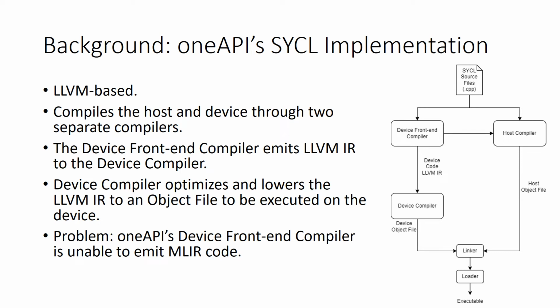The problem we see here is that the device front-end compiler emits LLVM-IR. LLVM-IR was built to optimize for CPUs. However, this often leaves the device code suboptimal. We believe that MLIR is capable of generating more performant code for accelerator targets and would like a way of lowering to MLIR in the device side of the compiler. This is where SYCLops comes in.